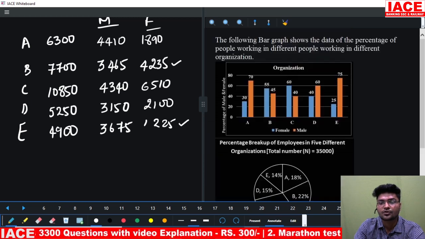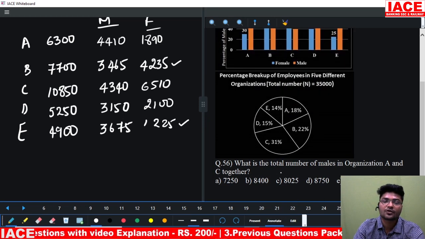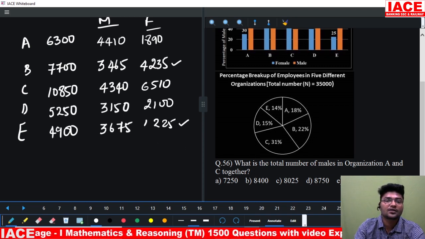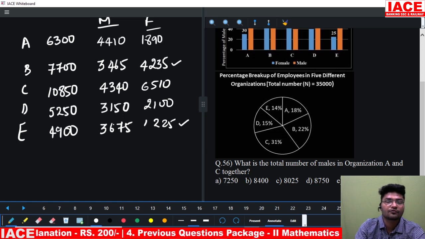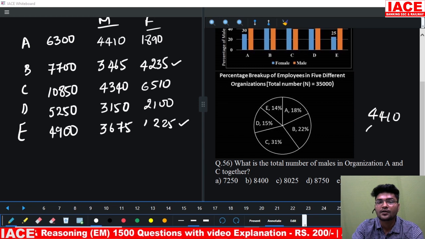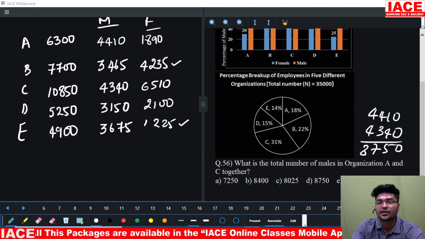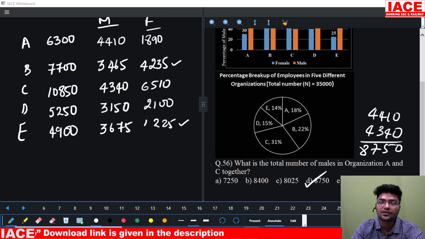Next question, question number 56. What is this question asking? What is the total number of males in organization A and C together? Organization A males are 4410. Organization C males are 4340. So what we have? 4410 and 4340. So this is 57 and 8, 8750. That is our option D. Option D is the correct answer.